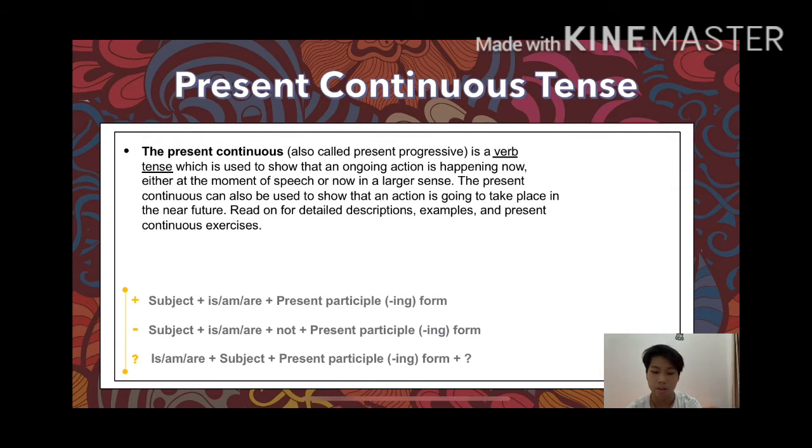The present continuous, also called present progressive, is a verb tense which is used to show that an ongoing action is happening now, either at the moment of speaking or now in a larger sense. The present continuous can also be used to show that an action is going to take place in the near future. Read on for detailed description, example, and present continuous exercise. Okay, once again, for the formula, you can see it on the screen.